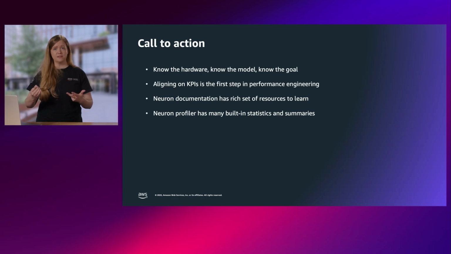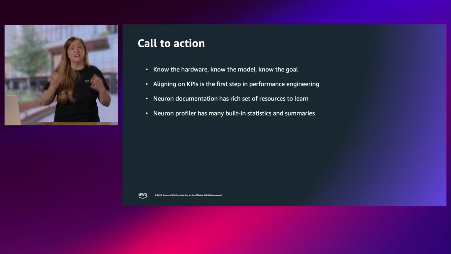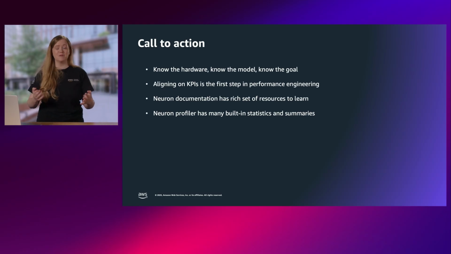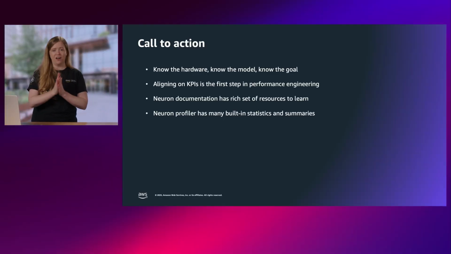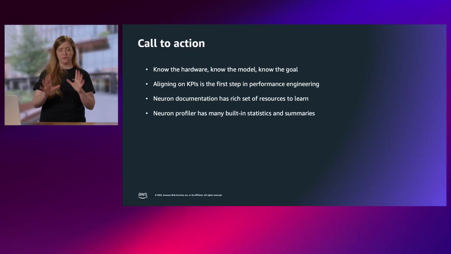The third thing is to select the right goal. It's surprising how challenging this can be to find sometimes, but at the beginning of your performance engineering journey, you want to identify a clear goal for which KPI to improve and by how much you want to improve that KPI. And again, aligning on that KPI is actually the first step in becoming a performance engineer.